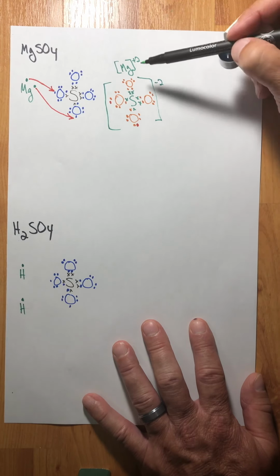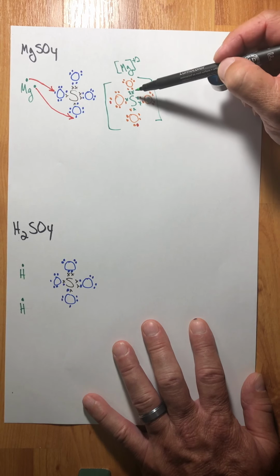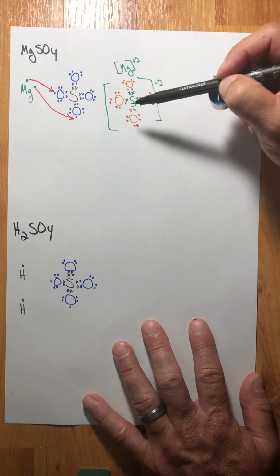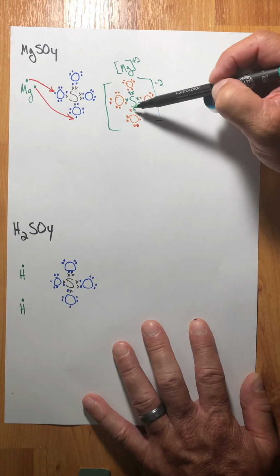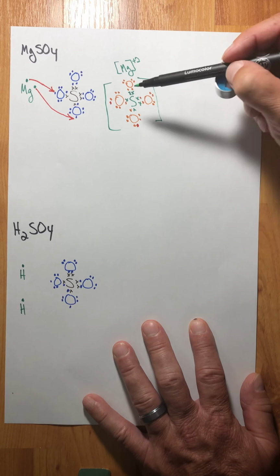So again, the intramolecular bond, the thing that holds this entire molecule together, it's kind of interesting. I have double polar covalent bonds, 2 of them. I have 2 polar single covalent bonds, plus an ionic bond between the magnesium ion and the sulfate ion.